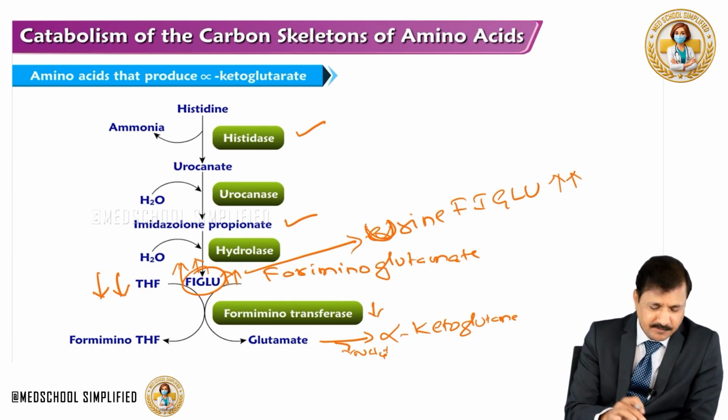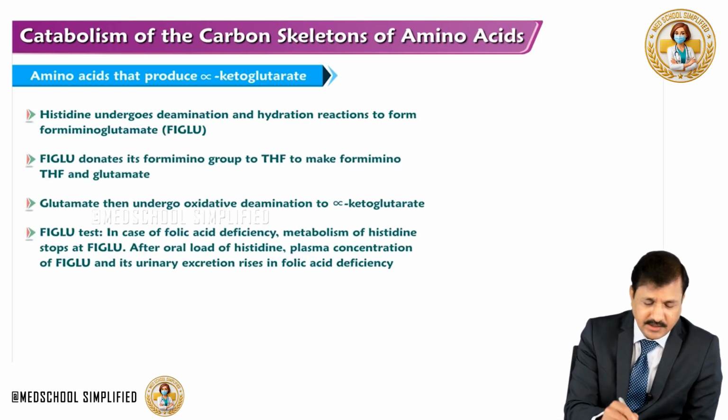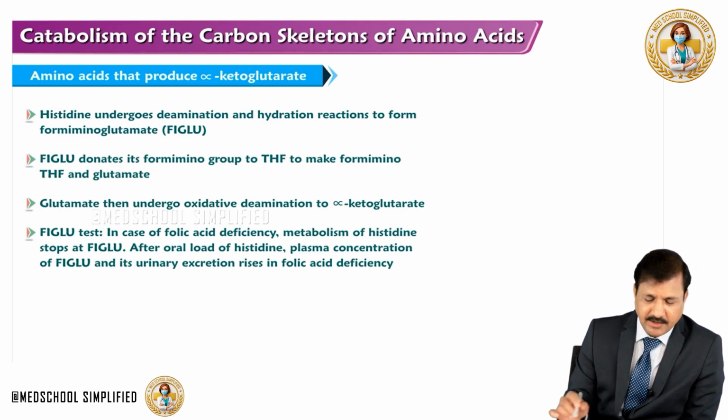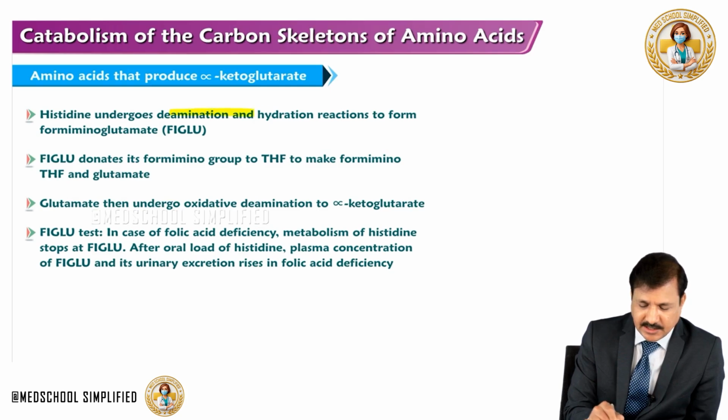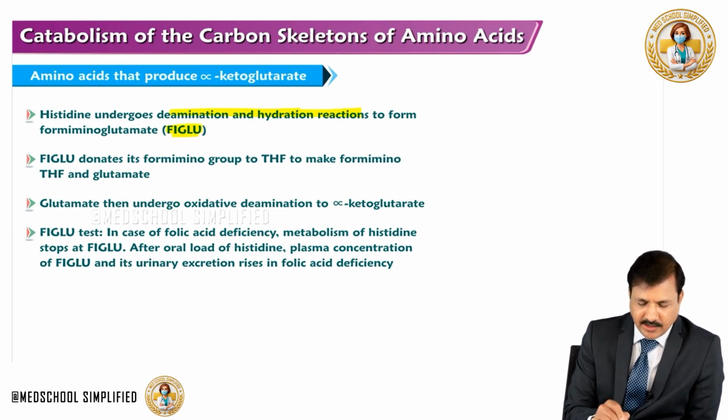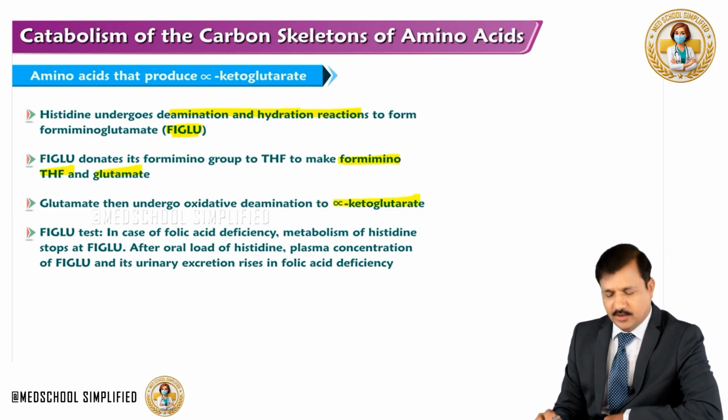Here in this slide I have given briefly the things that I explained in the previous slide. Histidine undergoes deamination and hydration reactions to form formiminoglutamate, which is FIGLU. FIGLU donates its formimino group to tetrahydrofolate to make formiminotetrahydrofolate and glutamate. Glutamate undergoes oxidative deamination to make alpha-ketoglutarate.